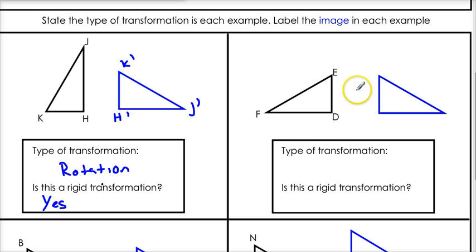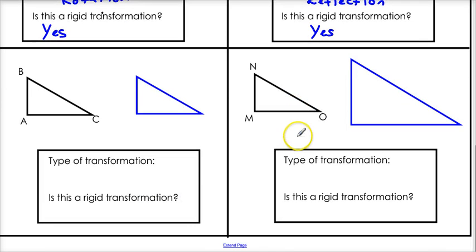Number two, let's look at this. This is a flip. So triangle FED is flipped over. That is a reflection. Okay. Since a reflection, as we talked about, keeps the same size, this is a rigid transformation, right? It stays the same size, so yes it is. And let's label this: E reflects over here, D reflects over here, and F reflects over here. All right? Over here.